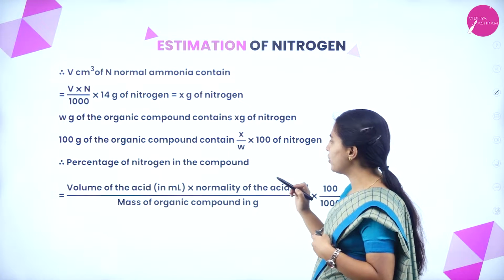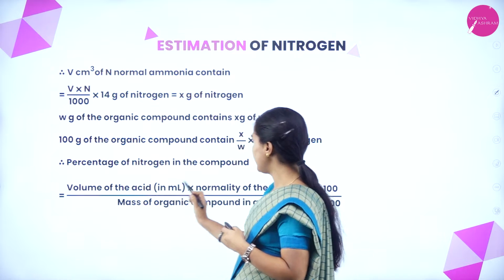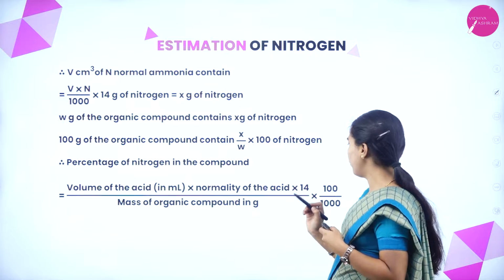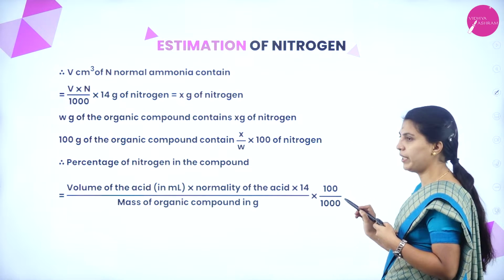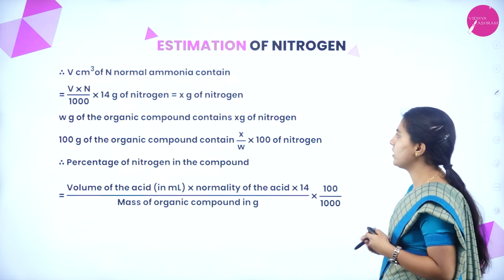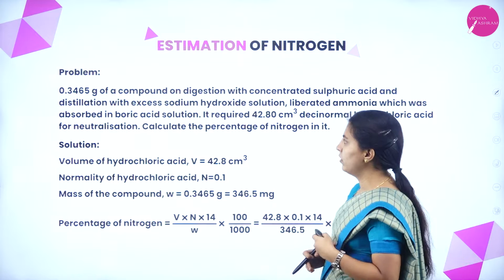So, overall percentage of nitrogen in the compound is volume of acid in ml into normality of acid divided by mass of organic compound, into 14 into 100 by 1000. This is the equation you have to use for the estimation of nitrogen. We will see a problem.